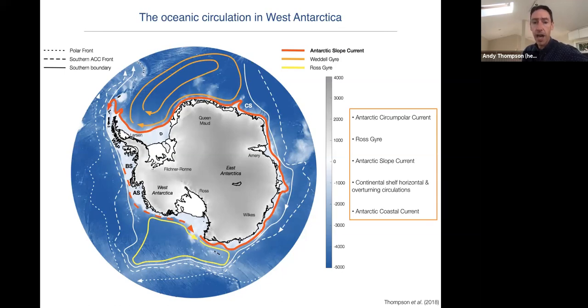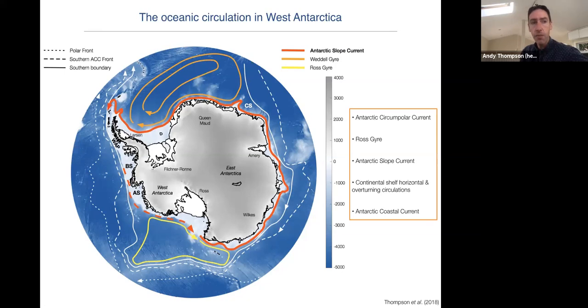I'm showing here a map of the Southern Ocean, looking down on Antarctica. Of course, the dominant circulation feature in the Southern Ocean is the Antarctic Circumpolar Current, an eastward flow that goes all the way around Antarctica. When you get into West Antarctica, this is where the Antarctic Circumpolar Current, or the ACC, is closest to the continental shelf, as shown schematically by these white arrows showing the different frontal currents of the ACC.